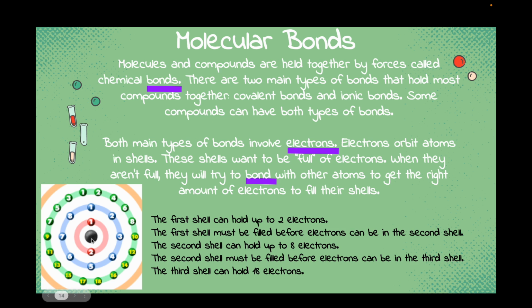To talk a little bit about what we mean when we're talking about electrons and shells, the center of the atom is called the nucleus, and then outside the nucleus are shells or levels of electrons. The first shell can hold up to 2 electrons. When it gets to 2 electrons, that shell is full. Now the first shell must be filled before electrons can be in the second shell. The second shell can hold 8 electrons. And the second shell must be full before electrons can be in the third shell. The third shell can hold 18 electrons.